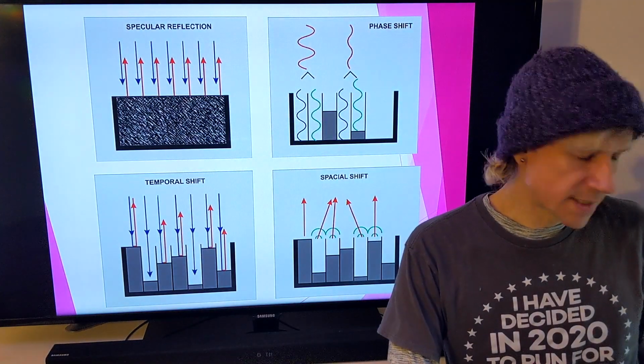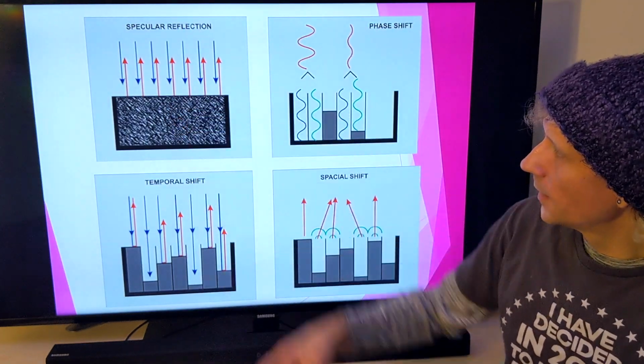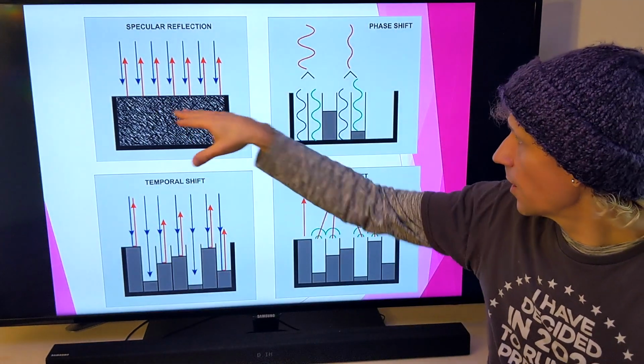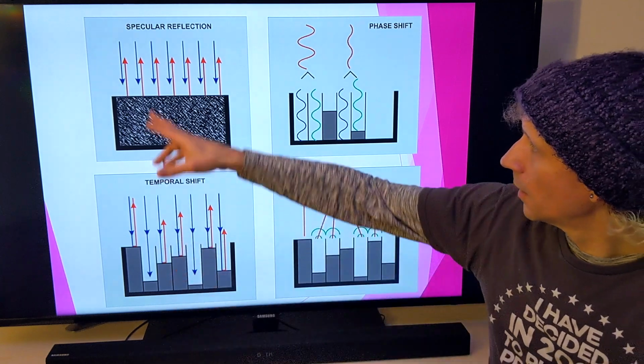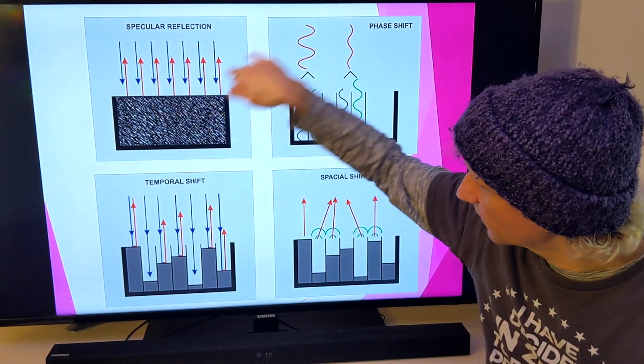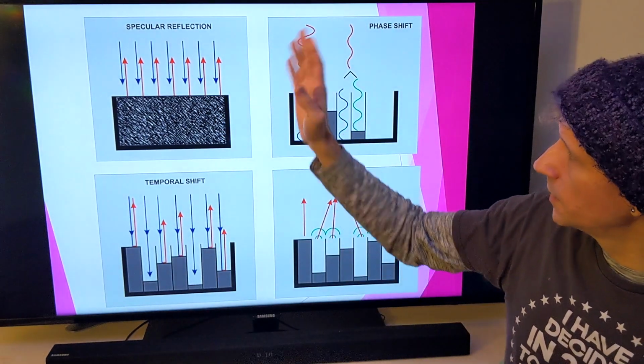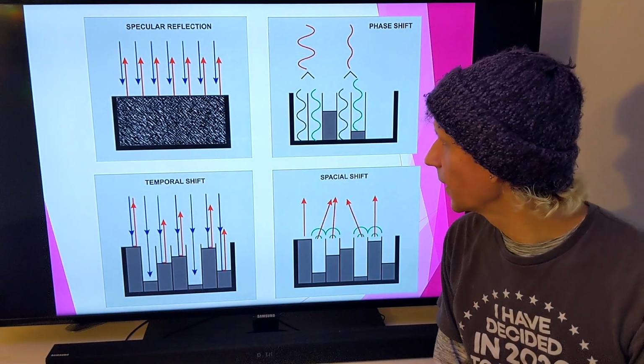So why does this work? What is happening? Here is a basic 90-degree specular reflection off of a hard surface. Like we said, whether it's 90 degrees or whether it's coming in at 45 and leaving at 45 specularly, sounds are just immediately bouncing off and reflecting.